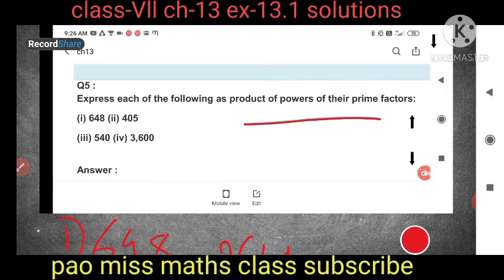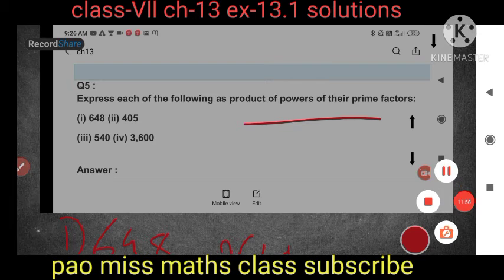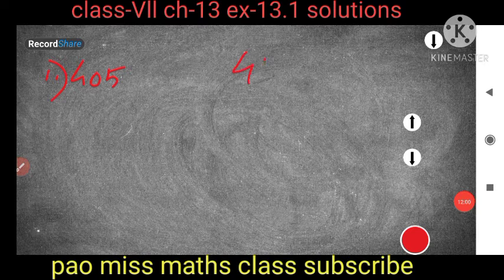So next question is given how much? 405, isn't it? 405 is given. So I will show you now, this question I will solve for you, and the remaining 2 questions I will keep as homework. Now 405, we have to do prime factorization, isn't it?